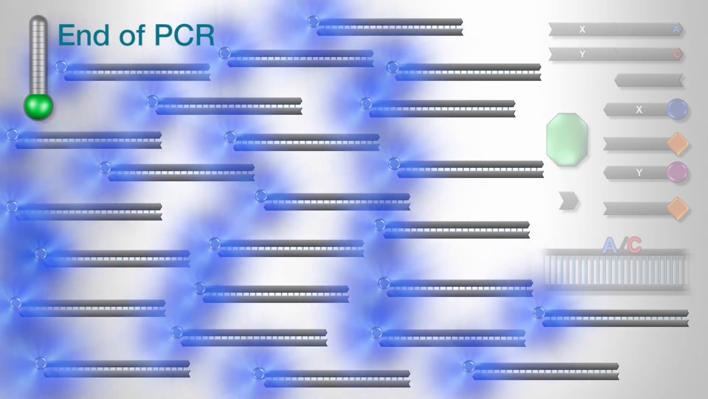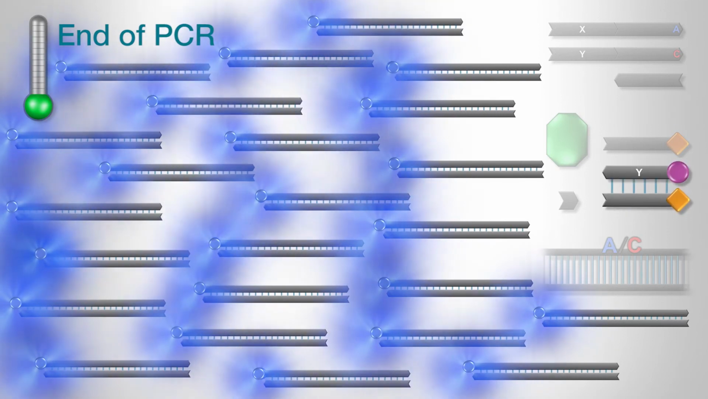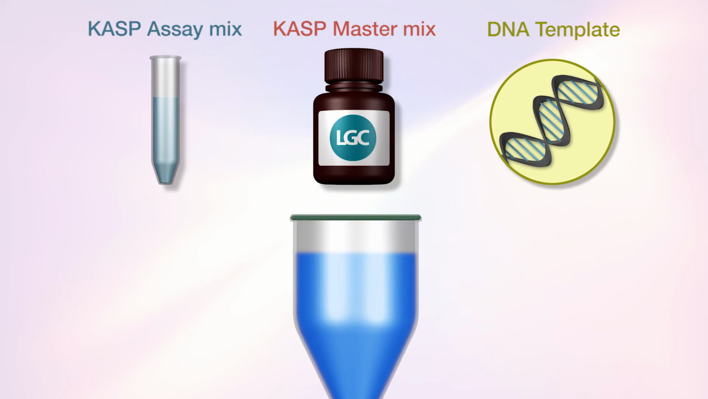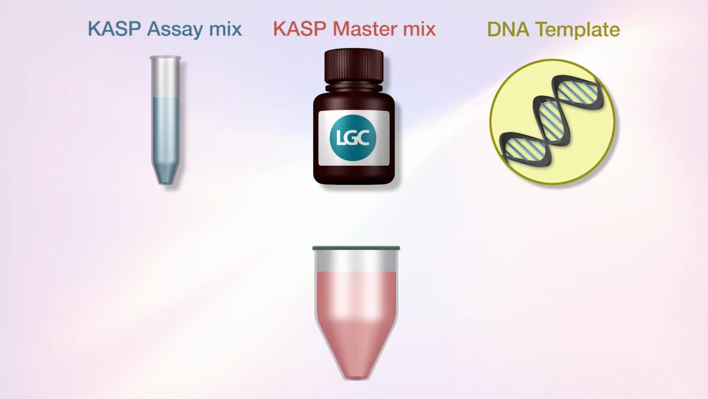At this temperature, any of the fluorescently labelled oligos that have not been incorporated will be quenched and will therefore not emit fluorescence. The fluorescently labelled oligos, in this case FAM, that have been incorporated into the PCR products are no longer quenched and will therefore emit fluorescence. The fluorescence from the completed reaction is now measured, and this completes the KASP genotyping reaction for this DNA sample.